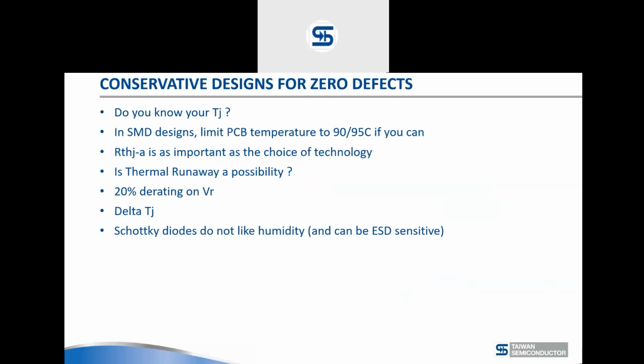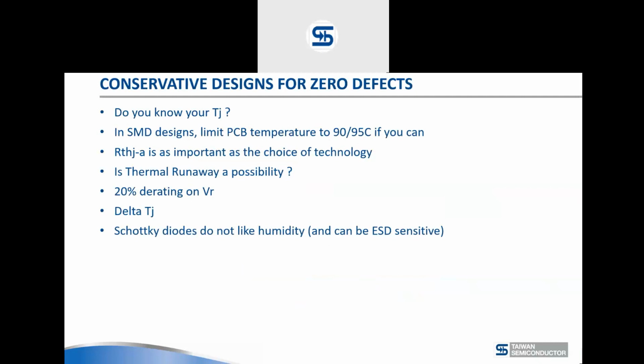So we're finishing up with the last 2 slides here. If you want to have 0 defects, then first of all you need to minimize your junction temperature. Keep it as low as possible. And actually, do you know it? That is the first question you have to ask designers, because in surface mount designs, the junction temperature is not always very well known. Limit your PCB temperature to 90 or 95 degrees C if you can, of course, your tie point temperature. The thermal resistance junction to ambient is as important as the choice of technology or Schottky device, so it is really important.